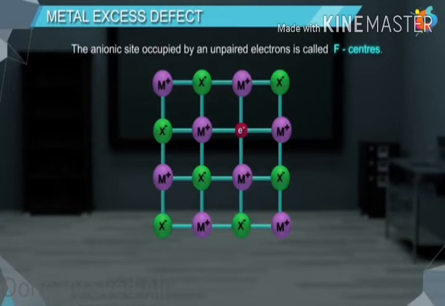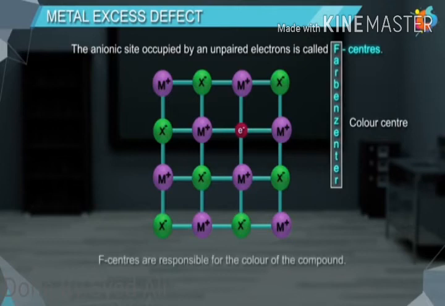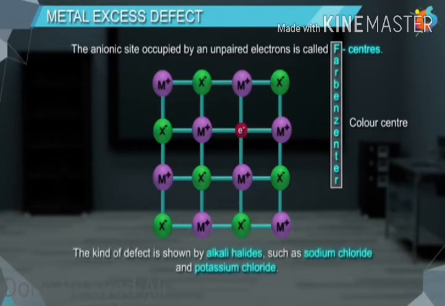The anionic site occupied by an unpaired electron is called F center, where F stands for Farbenzentrum. It is a German word for color center. F centers are responsible for the color of the compound. This kind of defect is shown by alkali halides such as sodium chloride and potassium chloride.